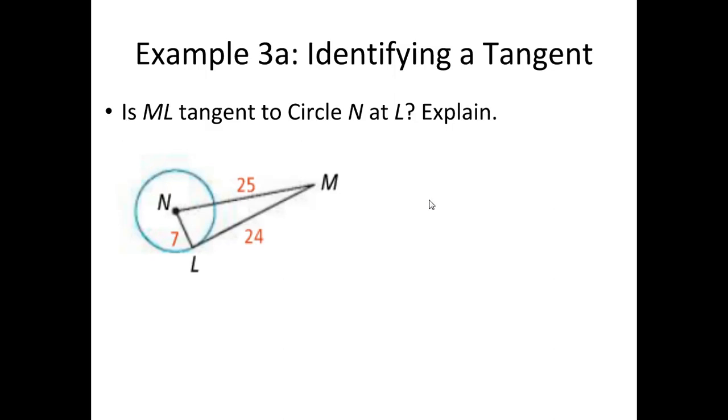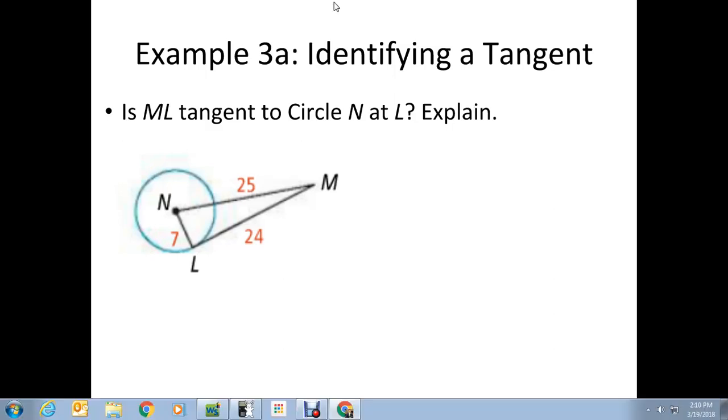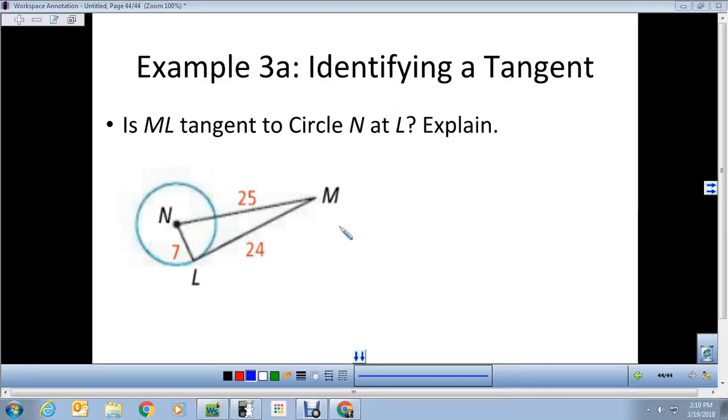So let's look at example 3. Is this line ML tangent to circle N at L? Explain. So if this is going to be tangent, then it should be a right triangle, which means that this right here would be my right angle. So we're trying to check to see, is this correct? The way we're going to do this is the same way we check to see if a triangle was a right triangle, by using the Pythagorean theorem.